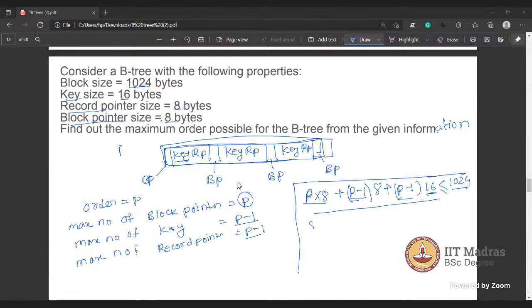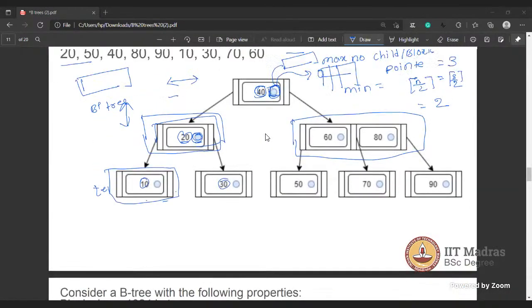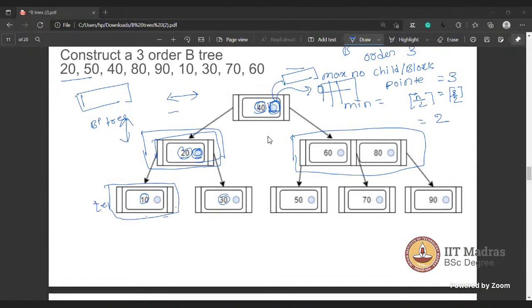Sir, can you please scroll up a bit? Here you see this 20. It is inside a block, right? And on the right side, it has 60 and 80, which are also inside another block. This is the block pointer. It points to the next node, the right node.